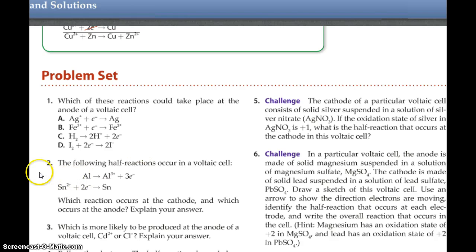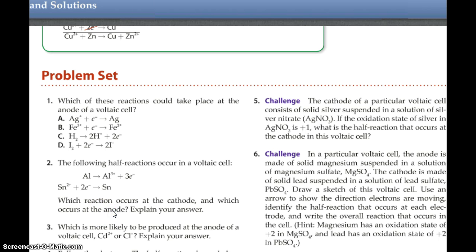All right, number 2, the following half reactions occur in a voltaic cell. Aluminum yields aluminum plus 3 electrons. Tin plus 2 adds on 2 electrons to become tin with a 0 charge. Which reaction happens at the cathode, which is the anode? Explain your answer.